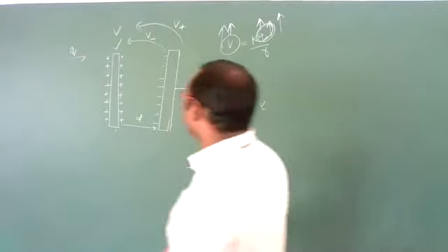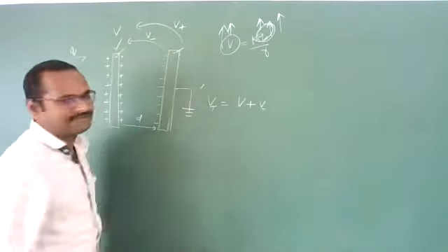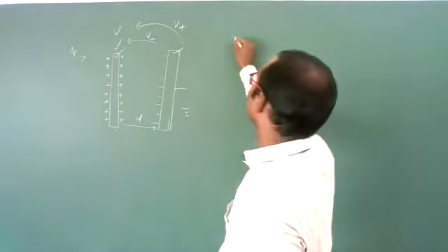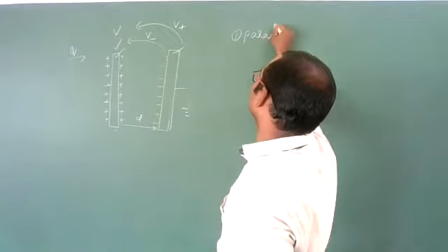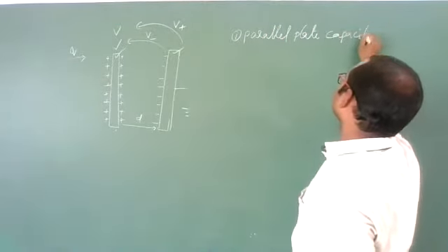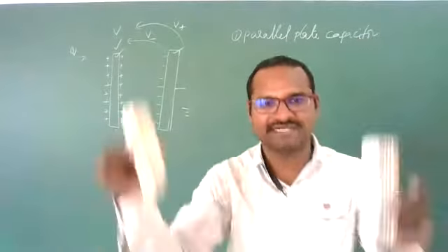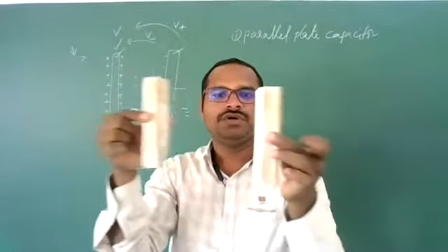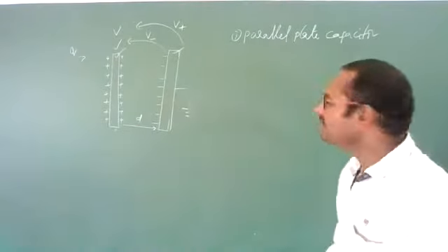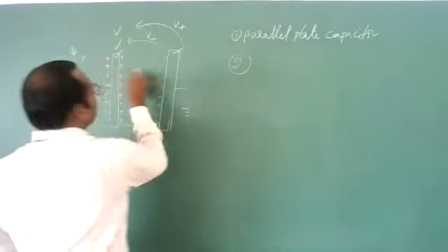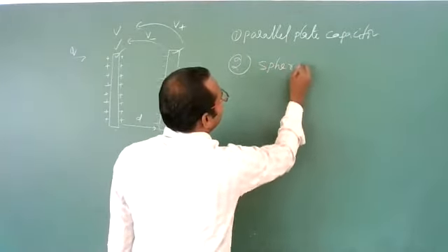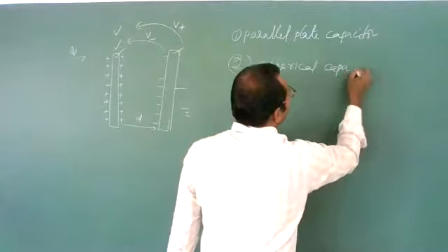Clear enough? Now, depending upon the shape of the plates, capacitors are of different types. The first one is the parallel plate capacitor. It means imagine two parallel plates; if you bring them near to each other, they form one capacitor. The second one is where the shapes of these plates are spherical; then the capacitor is called a spherical capacitor, depending upon the shape of the plates.